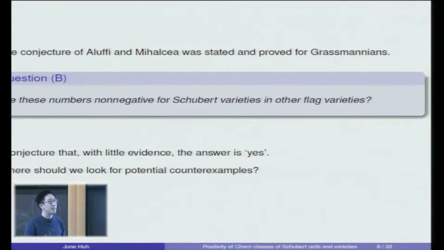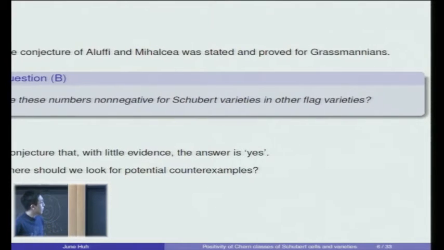These are the numbers that determine the Chern classes of Schubert varieties in more general flag varieties. So we have little evidence, but a growing number of numerical evidences that the answer to question B is yes, but still quite little numerical data have accumulated so far. But for some reason, I feel that the answer to the same question should be yes.